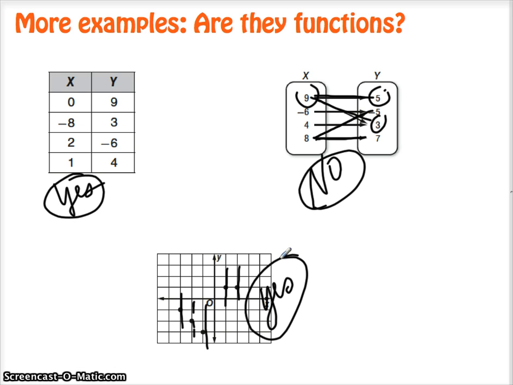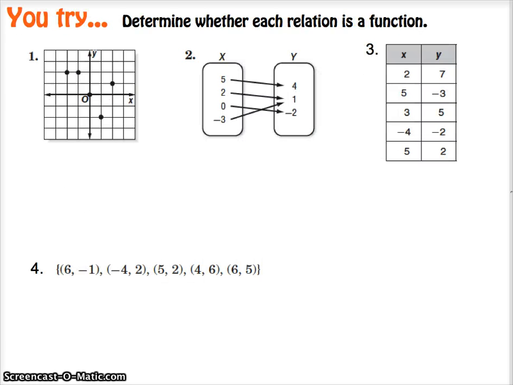Okay, by the vertical line test, each vertical line drawn through a point on the graph would only hit that graph once. So yes, it is a function. Okay. Next, we have some you-try problems. Okay, go ahead, pause it, try these. We'll go over the answers tomorrow in class.